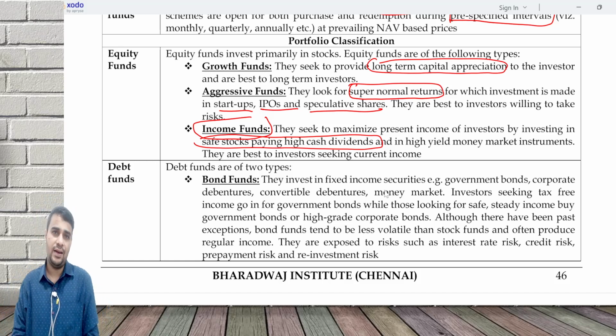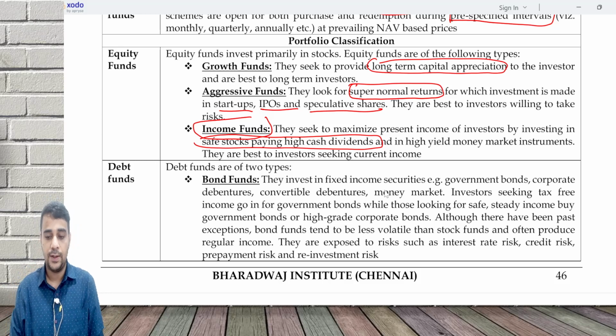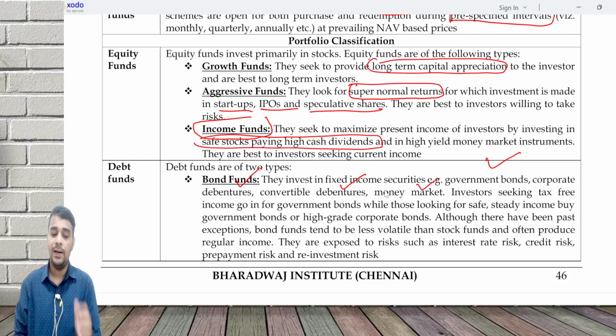Debt fund, two categories are there, bond funds and gilt fund. Bond funds are going to invest in a variety of debt instruments, which can be government bonds, corporate debentures, convertible debentures, money market instruments. So there are multiple categories which are there.